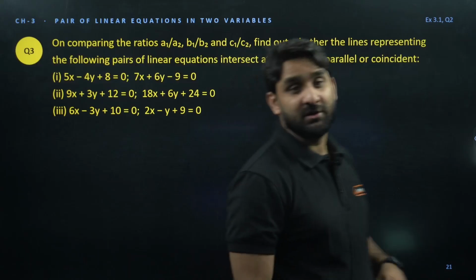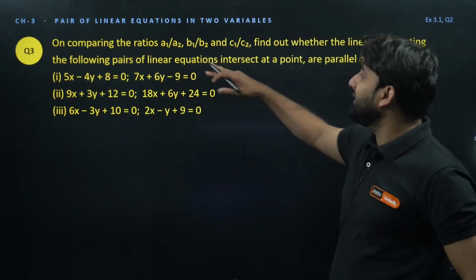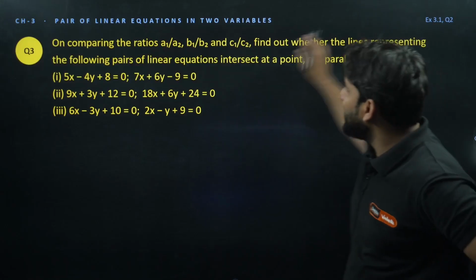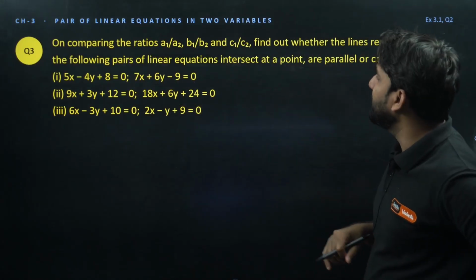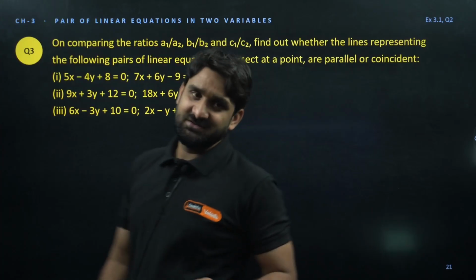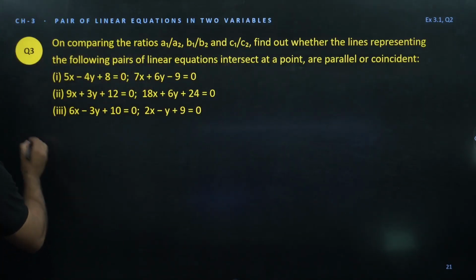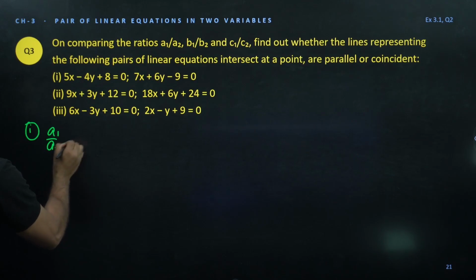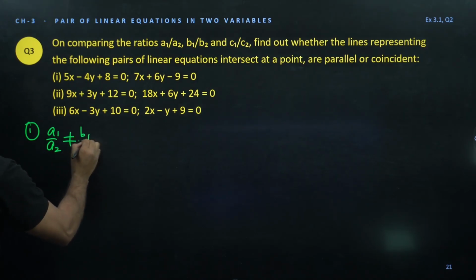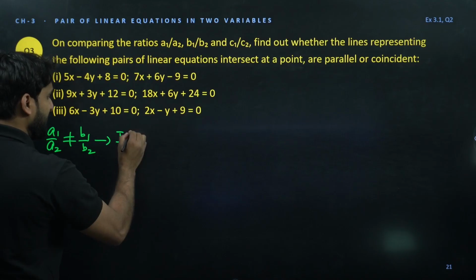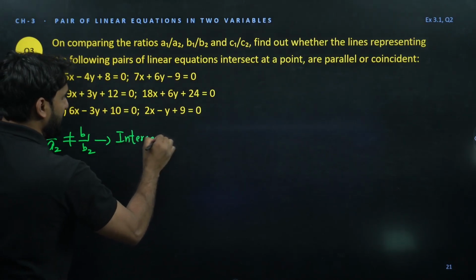Look at the question here. On comparing A1 by A2, B1 by B2 and C1 by C2, find out whether the lines representing the following pair of linear equations intersect at a point, are parallel, or coincident. My dear, this is a very important topic. In linear equations in two variables, when A1 by A2 is not equal to B1 by B2, it intersects on the graph. It indicates that the lines will be intersecting.